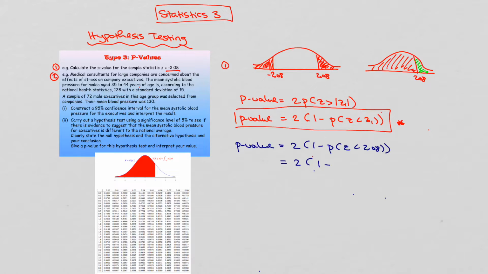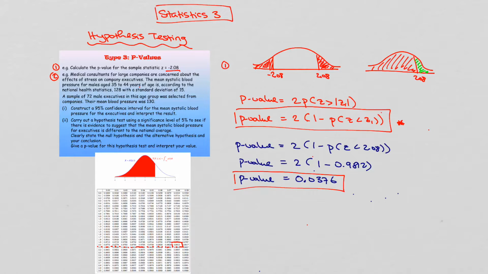If we look at our table, 2.0, and we go across to 0.8, you can see we end up with 0.9812. So if I multiply that out, I end up with a p-value of 0.0376. We are not being asked to interpret it here in this first question. We're literally just practicing how to calculate our p-value.